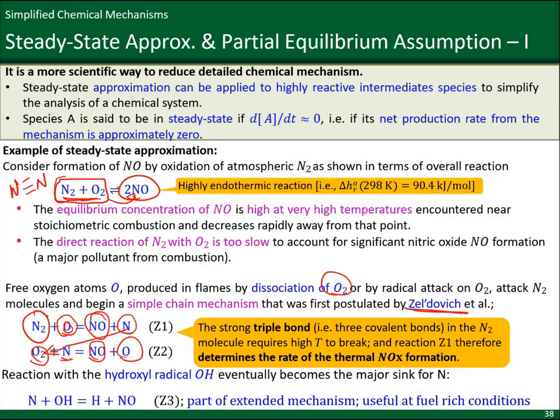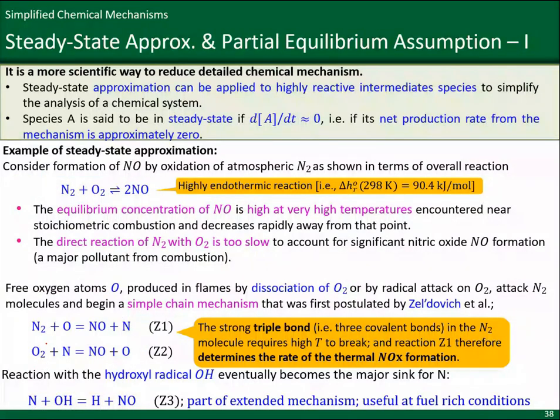Now this free oxygen atom can go back and take part in this reaction here, or it can go and attack other fuels and be a part of the overall combustion reaction. But essentially, what you see here is a chain getting started, right? So here, this N2 plus O giving NO plus N is a chain propagation. You have one radical on the reactant side and one radical on the product side, and the same is the case with Z2, right?